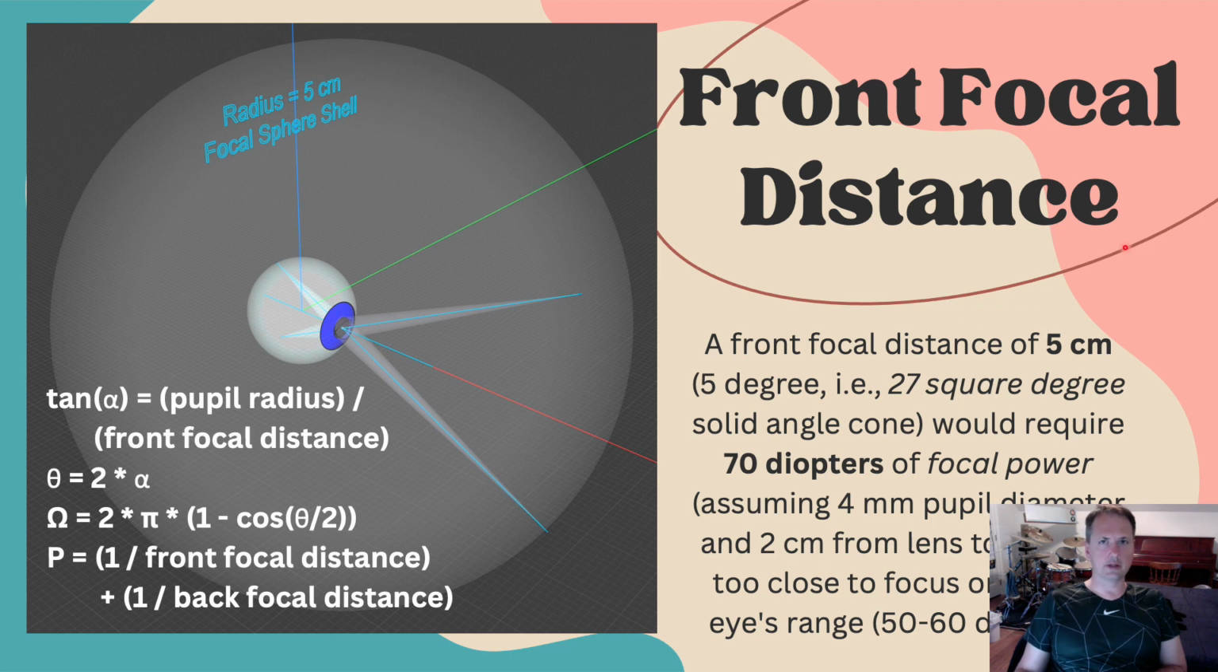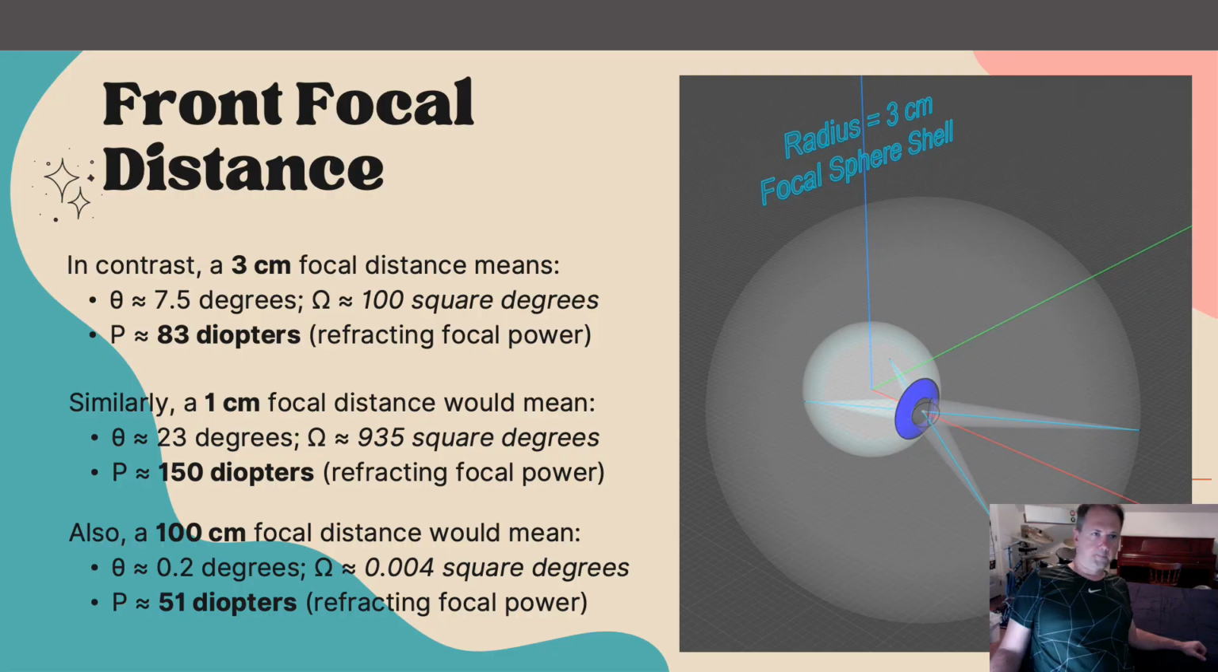So we will go on to the next slide and consider some other angles. Here's some other focal lengths. Obviously 1 centimeter or 3 centimeters is really closer than you're able to focus. It requires 83 diopters, 153 diopters. 1 meter away would require about 51, so just a little bit more than infinity to focus that. It would not be very hard to focus. These closer distances are becoming increasingly difficult to focus.